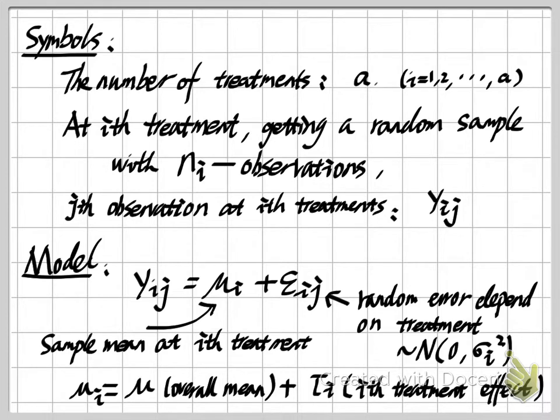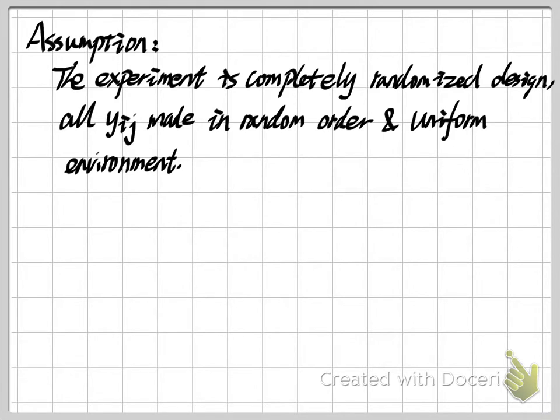So here for this experiment, we assume this is a completely randomized design. So that means all of our Yij should be made in random order, and they should have a similar environment. So this is the assumption. And then in our following videos, we will assume all of the observations of each treatment are the same. So that means for our n sub i, this will equal exactly the same values.